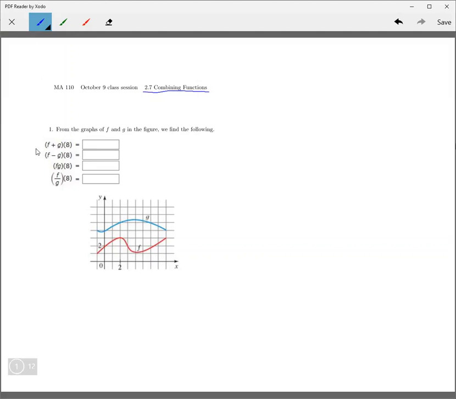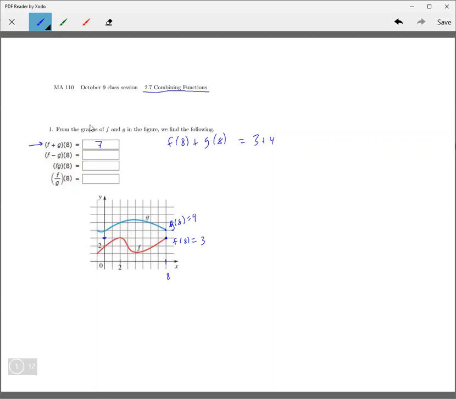Okay, so let's do the first part, f plus g of 8. That's the same as f of 8 plus g of 8. If you come over here to the graph, let's see, 4, 6, here's 8 right here. This is telling you that f of 8 is, what's this like here? 3. And this is telling you that g of 8 is 4. So that's going to be 3 plus 4, or 7 for the first one.